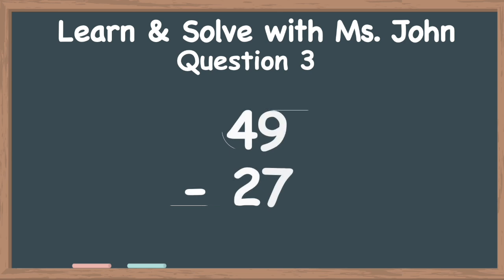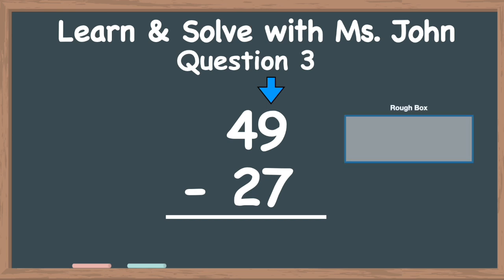Question number 3, 49 minus 27. So let's begin with subtracting the numbers in the ones column. Let's draw the rough box. In this rough box, we're going to write 9 minus 7. 9 minus 7 equals 2. Now we're going to write the 2 in the ones column of the answer section.